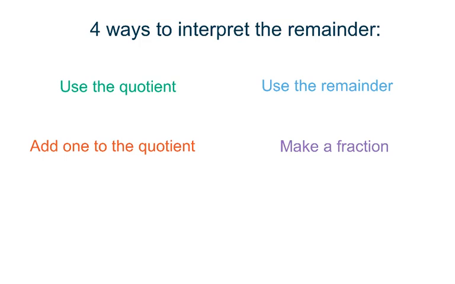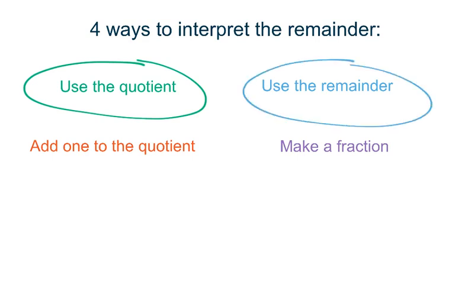So there are 4 different ways that we can interpret our remainder or identify what we're doing with that remainder. We can use the quotient, just use that one piece of our answer. We can use the remainder. We can add 1 to the quotient, or we could make a fraction. Today, all we're going to focus on is using the quotient and using the remainder.